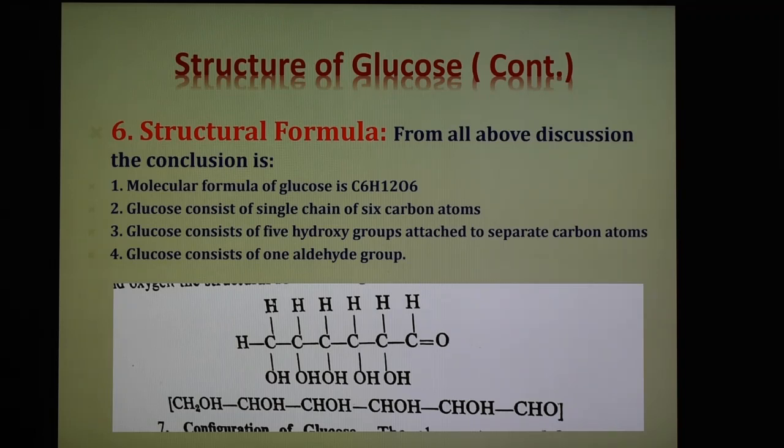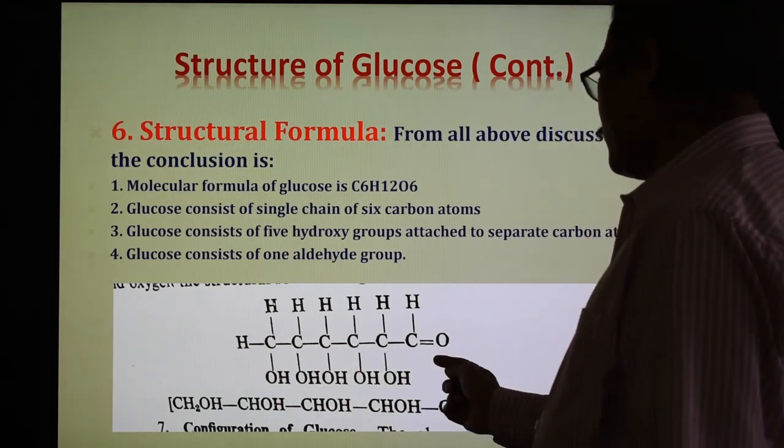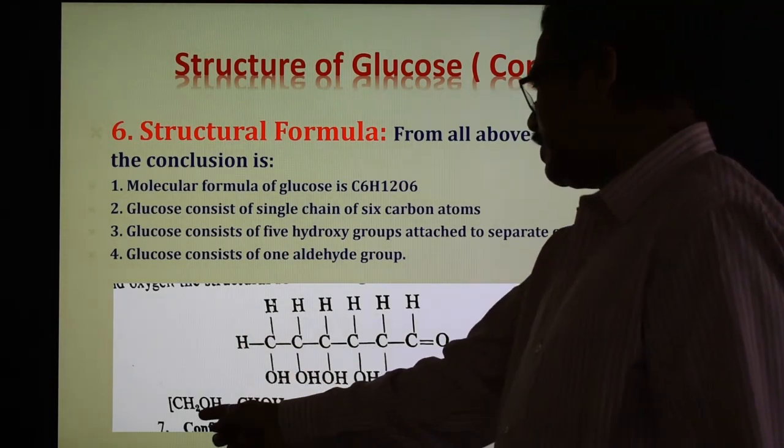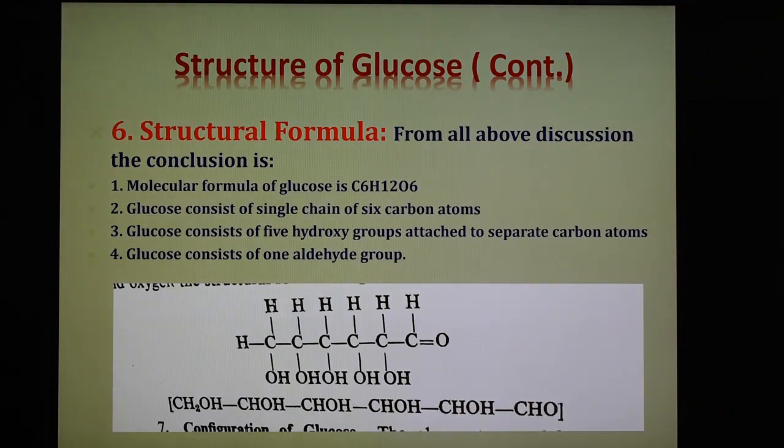Therefore, considering all these points and the valency of carbon, hydrogen and oxygen, the structural formula of glucose is shown here. On the basis of all the above steps, we can write the structural formula. It can also be written as CH2OH, CHOH, CHOH, CHOH, CHOH, CHO. So this is the structural formula of glucose.